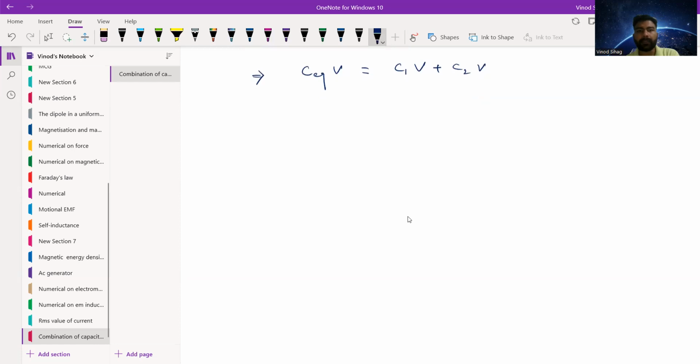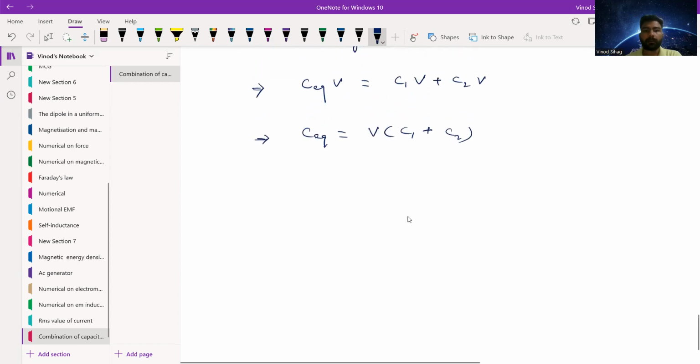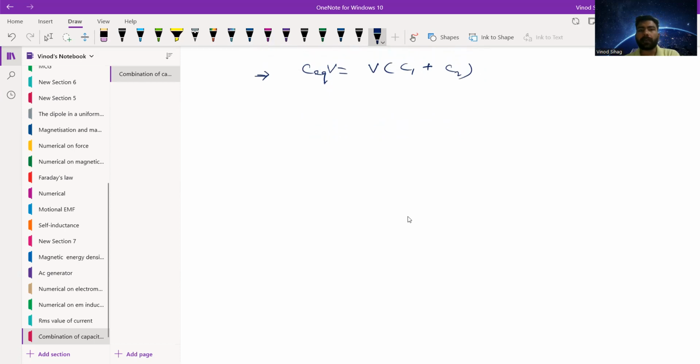Now from the right hand side, we can take the voltage V as common. So it will be C equivalent into V equals V into C1 plus C2. Sorry, I forgot to write V here. So the V and V will be cancelled out from the RHS and LHS. And finally, we will get the equation C equivalent equals C1 plus C2. This will be the equation where two capacitors are joined in parallel connection with the battery.